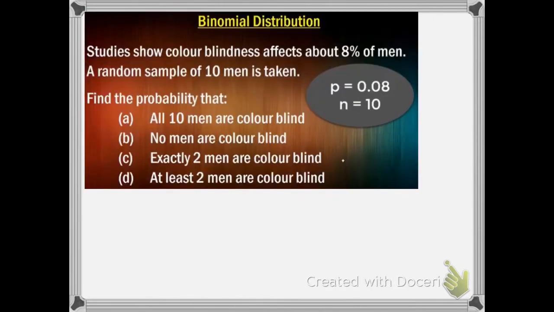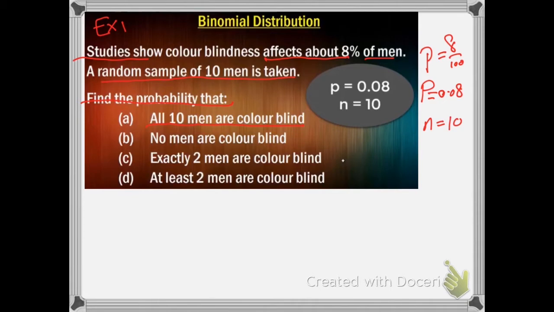Then let's check this illustrated example. Studies showed color blindness affects about 8% of men. Then p here equals 8 over 100. That means p, the probability of success here, is 0.08. A random sample of 10 men is taken. That means n equals 10.